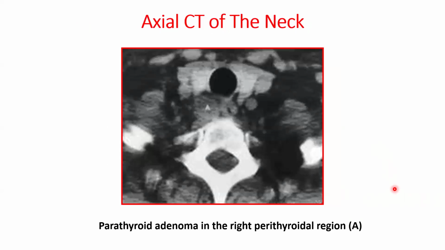Okay? Right. Now coming to axial CT of the neck. Axial means it is cut transversely like that. Here is anterior, here is posterior, here is right, and here is left. Bone appears white, so this is the cervical vertebra. Okay? And air appears black, so this is the trachea. This is the thyroid gland, the isthmus, the right lobe and the left lobe. And here is a right parathyroid adenoma.